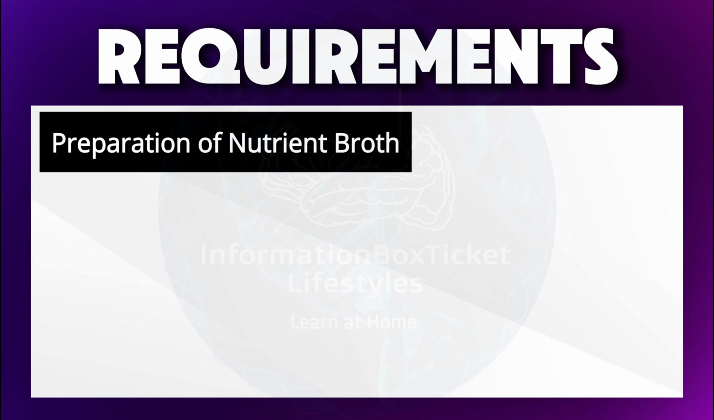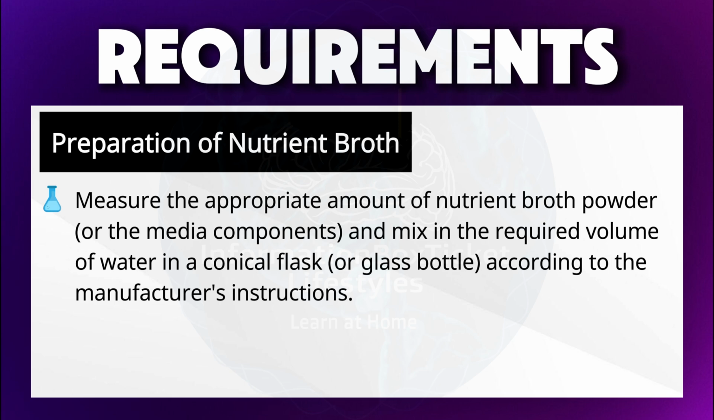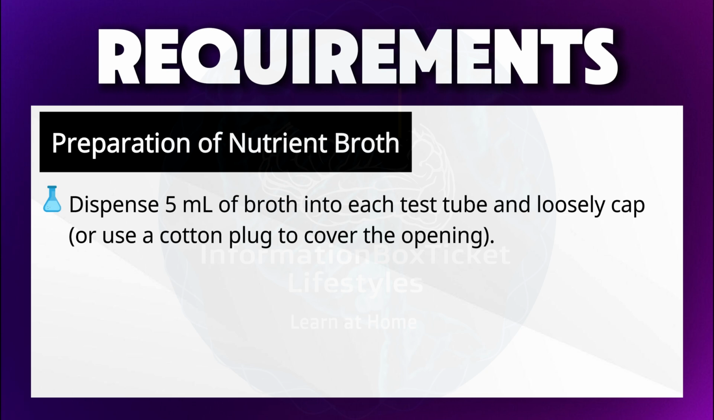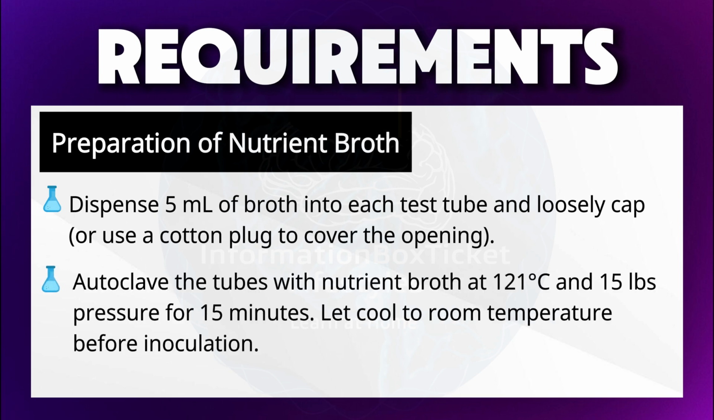Preparation of nutrient broth. Measure the appropriate amount of nutrient broth powder, or the media components, and mix in the required volume of water in a conical flask or glass bottle, according to the manufacturer's instructions. Stir well using a magnetic stirrer or manually, and heat to boiling if necessary to dissolve all components completely. Dispense 5 ml of broth into each test tube and loosely cap, or use a cotton plug to cover the opening. Autoclave the tubes with nutrient broth at 121 degrees Celsius and 15 pounds pressure for 15 minutes. Let cool to room temperature before inoculation.